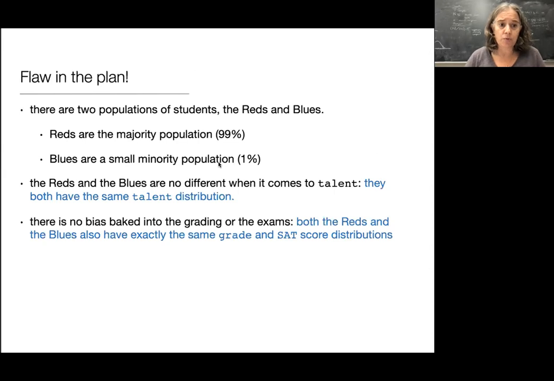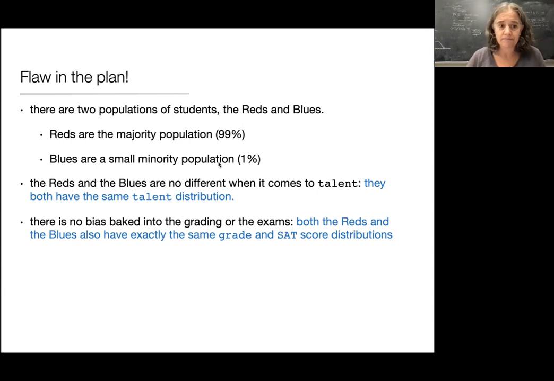It turns out there are two populations of students, the reds and the blues, and the reds are the majority of the population. 99% of the students are red and 1% of the students are blue. And what I've written here in blue is very key. It's the first key element that we need to consider. These groups of students are exactly the same when it comes to talent. They come from the same population, so there's no bias with respect to who is the blue and who is the red. They have the same grade distribution, SAT score, talent, all of that, because they're coming from exactly the same population.